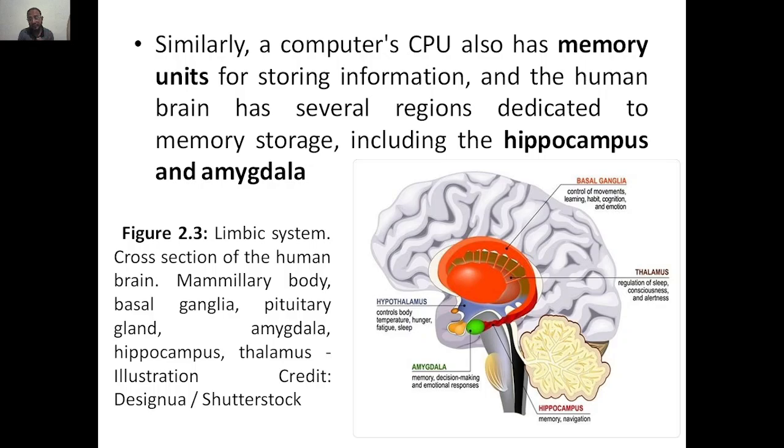and cognition and emotions. These all are controlled by the ganglia. Next we are having thalamus. So thalamus is specifically responsible for the regulation of sleep. Whenever you are sleeping, in between you will wake up and sometimes you lose sleep. That may be because of some issues in the thalamus. If there are some issues in the thalamus, you can experience sleep disorders or something like that.